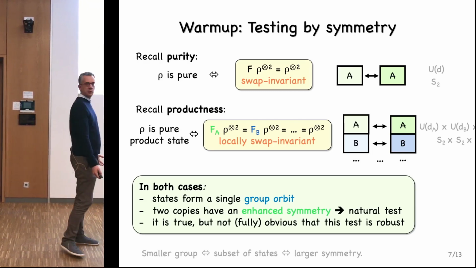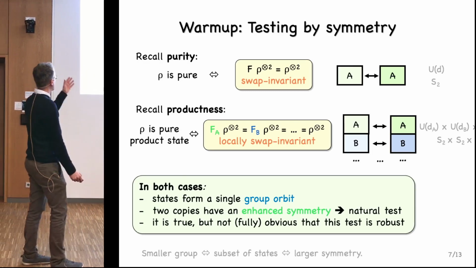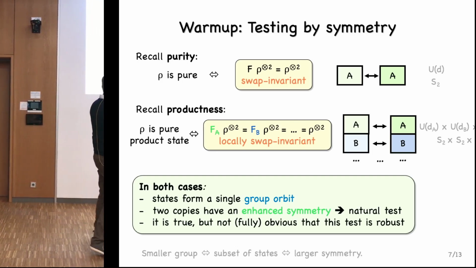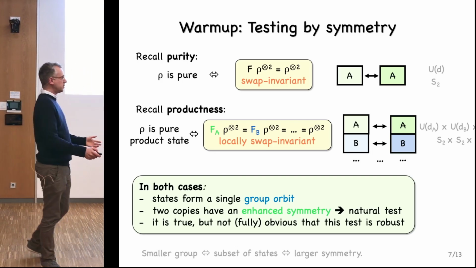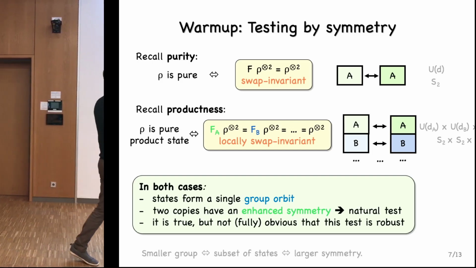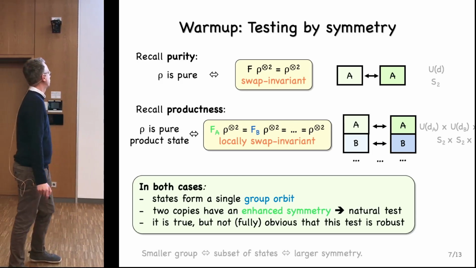So that invariance, this enhanced symmetry, gives rise to a natural test. Just measure the corresponding operator, like a swap, or local swaps, or global swaps. And in both of these cases, as we discussed, the corresponding test is robust. So if you accept with high probability, you're close to a state from the special class. But it's not fully obvious. One has to do a little analysis. It's not super hard in these cases, but one has to think.